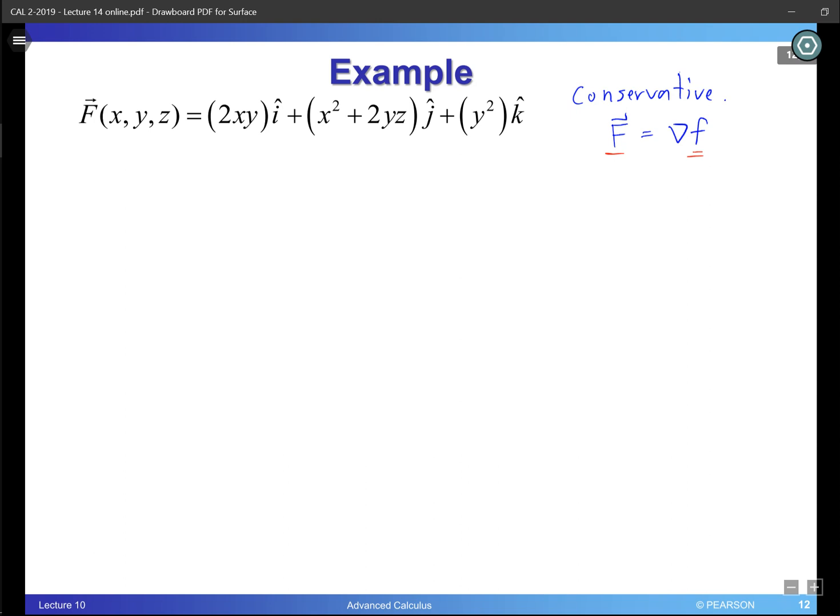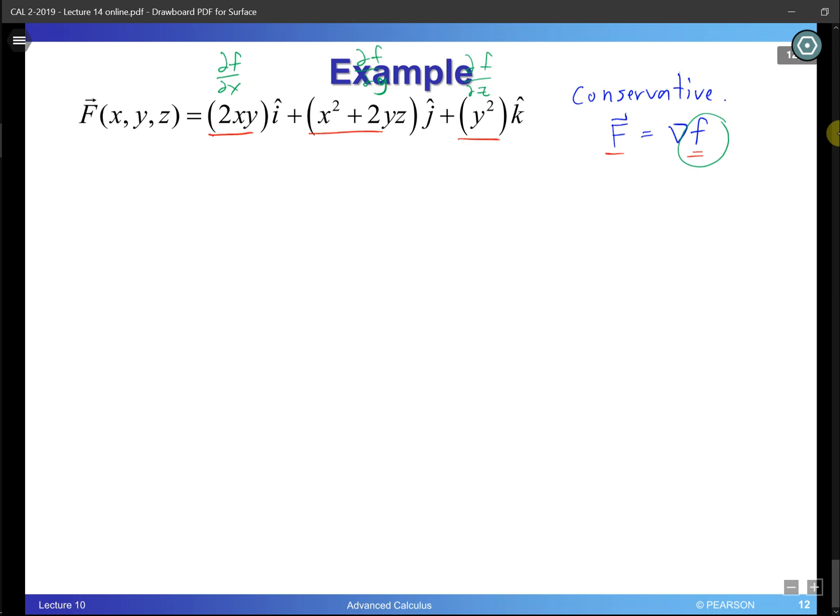In order to find out about this, last time we had this method. We have this, right? And we have these components of the vector field, and we know that if it's conservative, this is going to be equal to df by dx, df by dy here, and this has to be equal to df by dz. We want to find out, is it possible to find such an f that makes this happen? Let's find out.